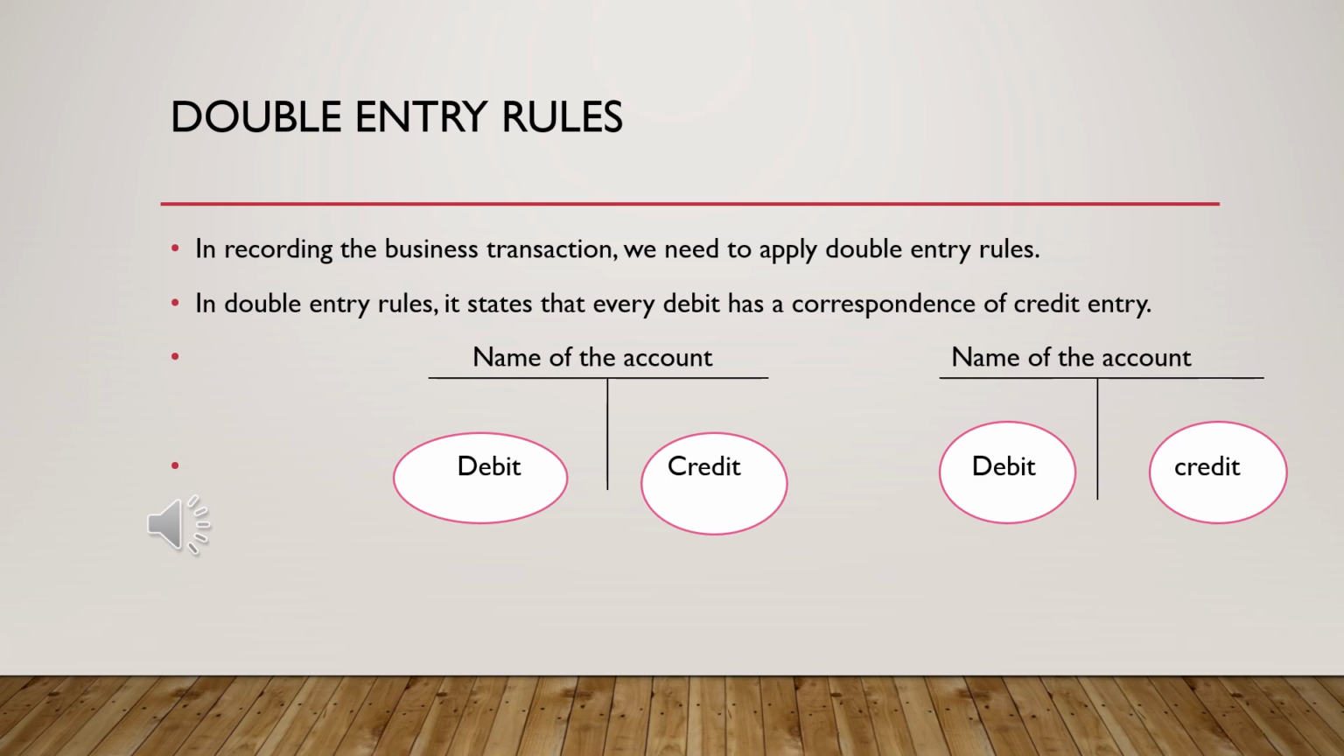Okay, in recording the business transactions, we need to apply double entry rules. Under the double entry rule, it states that every debit has a corresponding credit entry. It means that when we want to record the transaction, we need to bear in mind that there is a need to have one account to be debited and another account to be credited.